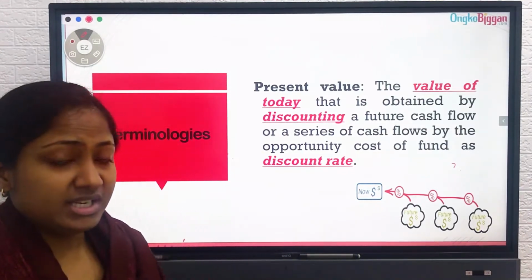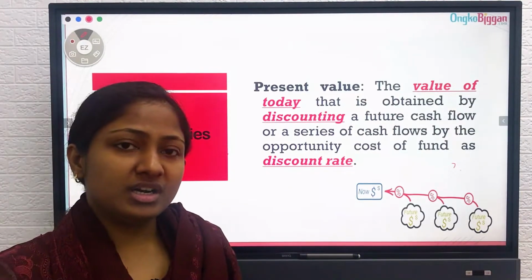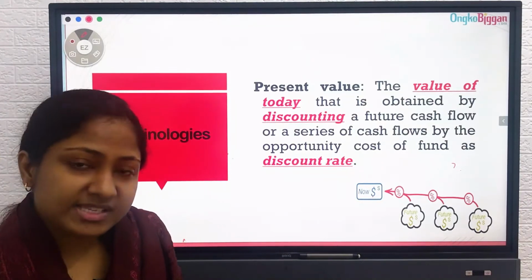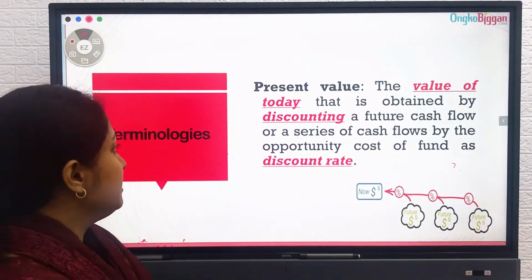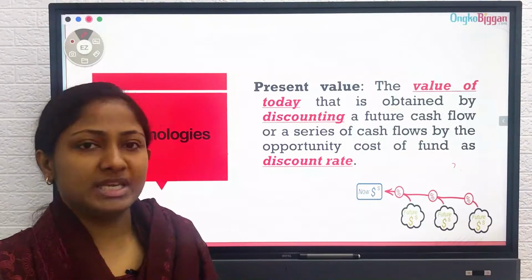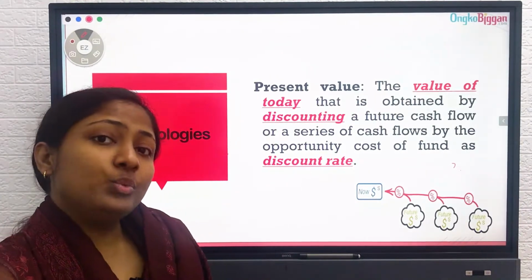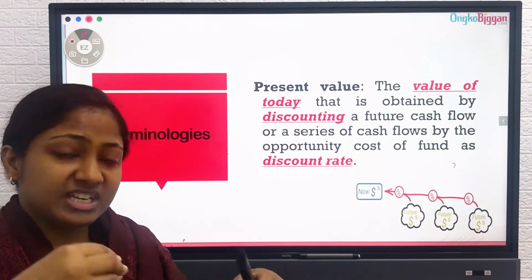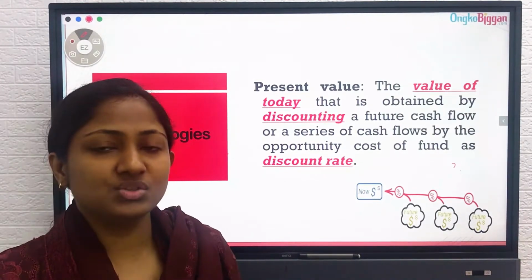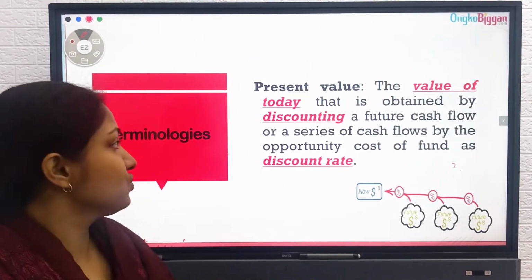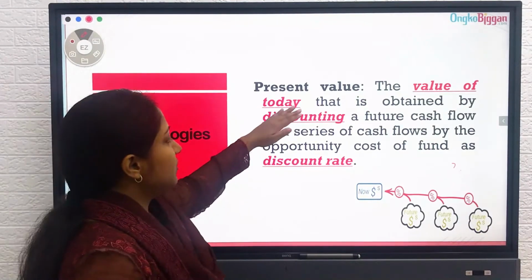But actually, how much is this $15 worth in the present situation? This is called the present value of money. It means the money you will get in the future, how much it is worth now in your current situation, is called the present value of money.